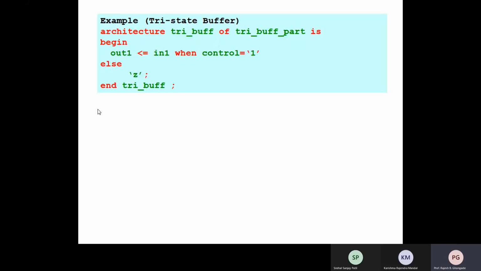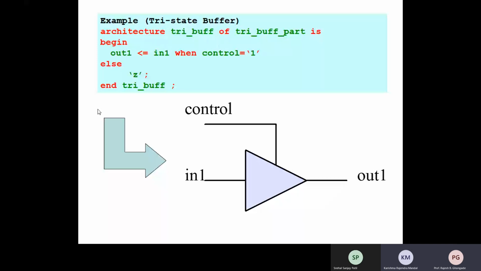What we have here, the less than or equal to, is not less than or equal to. It is the assignment operator. I have already spoken about the assignment in the last-to-last lecture. So out one is assigned in one conditionally when the control input signal is equal to 1. Otherwise, out one by default is high impedance. This is how the tri-state buffer will be written. Look at how it gets implemented. It is this thing that is going to get implemented, the control signal.